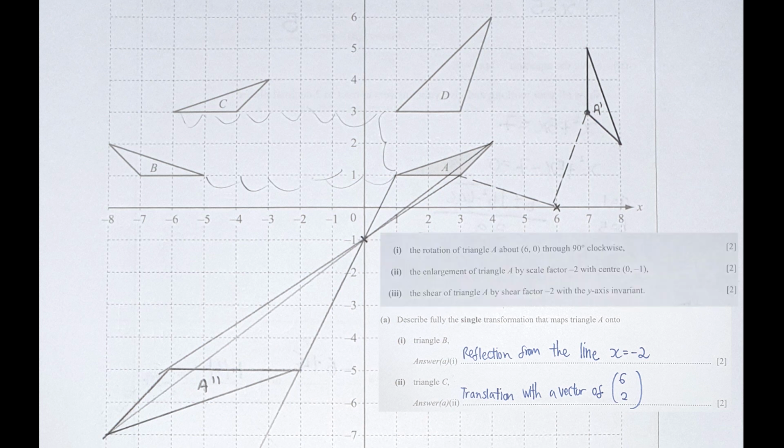On part B number 1, rotation of triangle A about (6, 0) with a 90-degree clockwise. So I've actually labeled it as A image over there, whereby for 2, the key note here is the scale factor is -2, hence it was being enlarged and inverted. So I labeled A double image over there. As for part 3 and part C, this part has been excluded from the syllabus, hence I didn't include any answer over there.